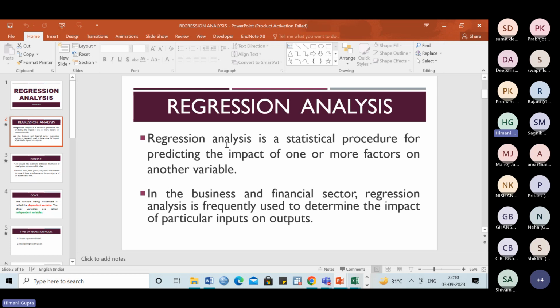Now, regression is a statistical procedure for predicting the impact of one or more factors on another variable. That means when I am establishing a relationship between two variables, how one variable is impacting the other. For example, in the business and financial sector, regression analysis is frequently used to determine the impact of a particular input on output. If I want to increase my sales, the increase of sales can depend on the advertisement I am giving. So advertisement has some impact on sales.